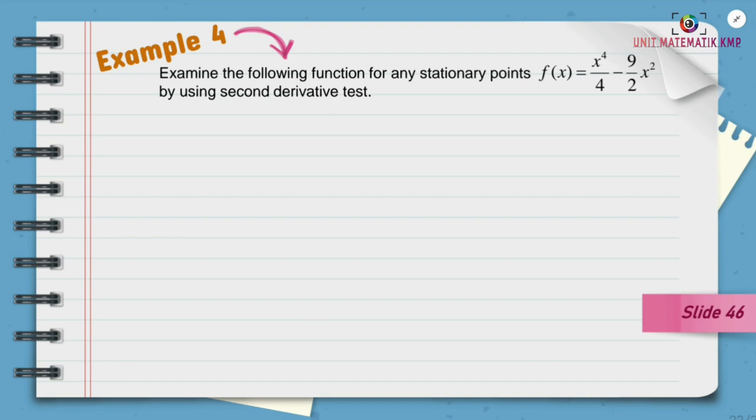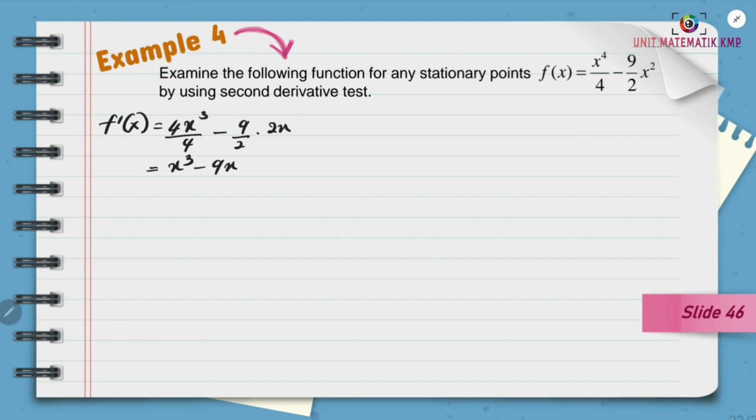Example 4. Examine the following function for any stationary points. Given f(x) is equal to x to the power 4 over 4 minus 9/2 x squared, by using the second derivative test. First, find f prime x. We have 4x to the power 3 over 4 minus 9/2 times 2x, and we have x cubed minus 9x.